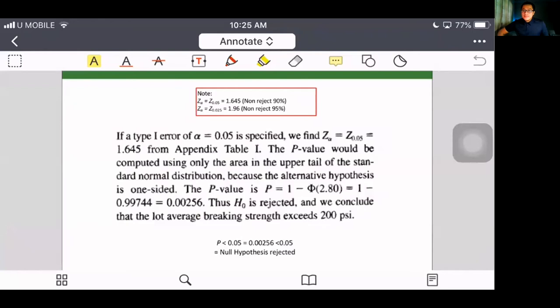Now, that 0.00256, why do we minus 1 again? Because 1 refers to 100. It's a ratio, but 1 refers to 100. Because it's on the right side, also can. Technically, when we do this, we want to know whether it is H1 or H0 accepted. The next is that 0.00256. If you change it to a percentage, which is 0.2%, that is the probability. The probability of all the samples to be less than 200 PSI is 0.2%.